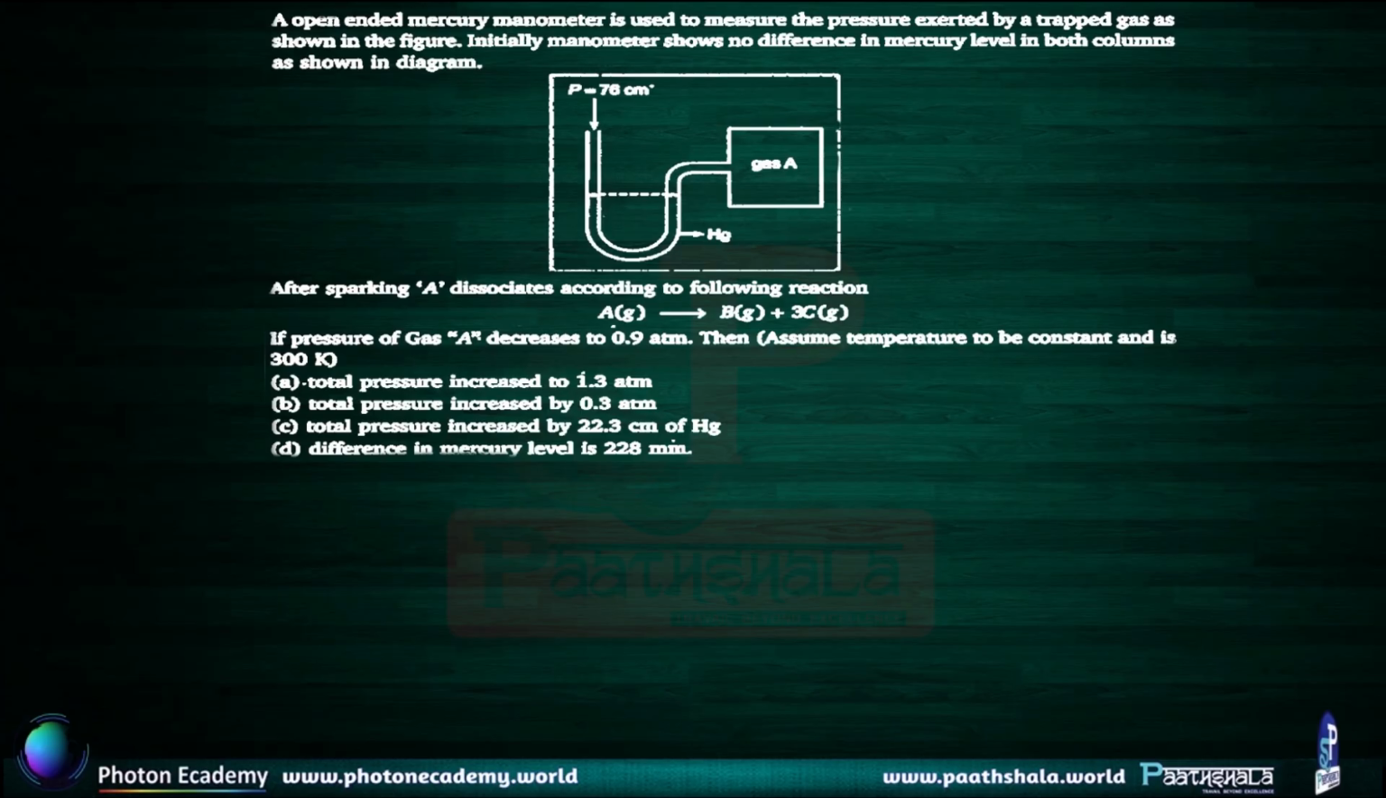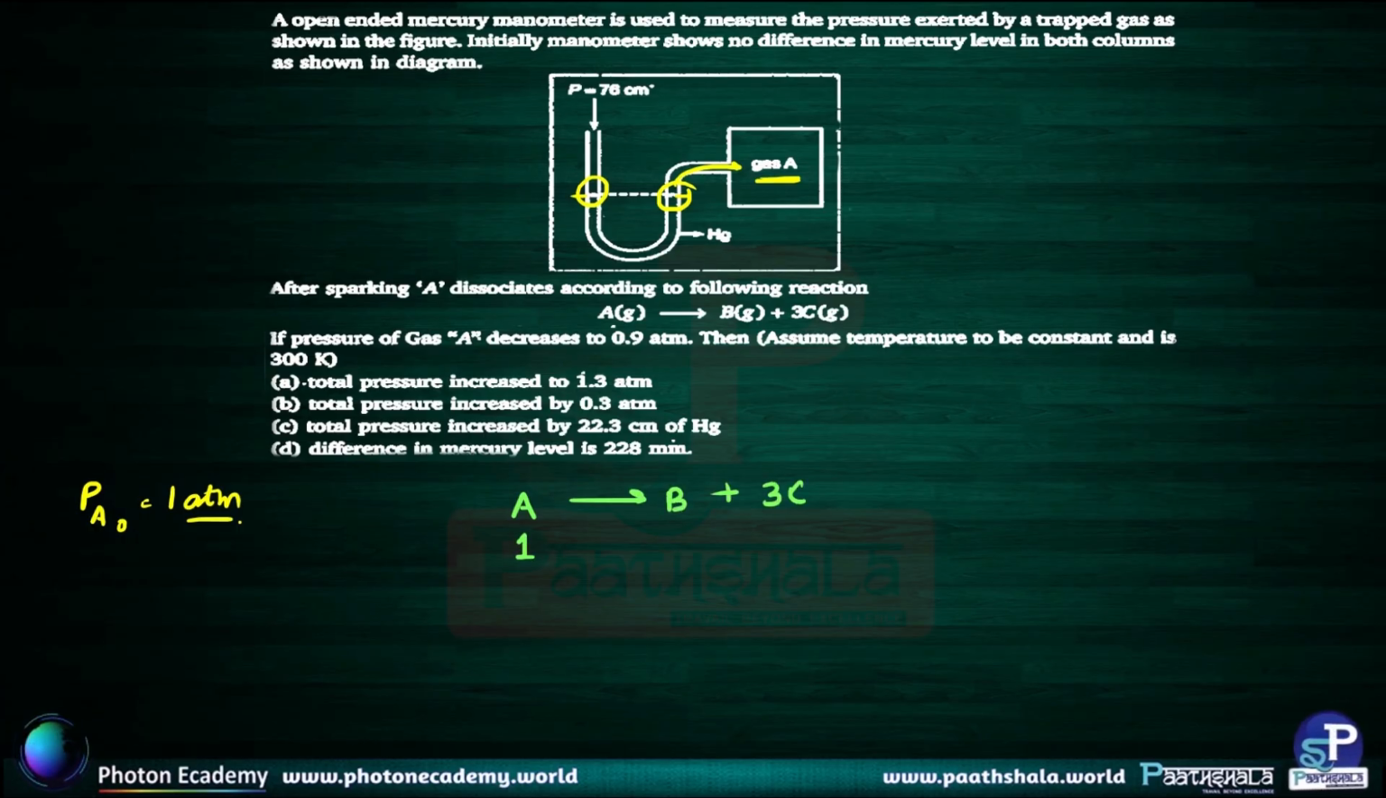300 Kelvin. Now, since initially when only gas A was there, there is no difference in the mercury levels, it implies that the pressure at this point is equal to the pressure at this point, that is the pressure due to the gas. So the pressure of A initially is 1 atm, right? Now we have the reaction A forms B plus 3C. Initially the pressure of A was 1 atm.